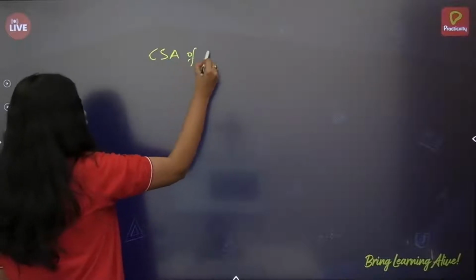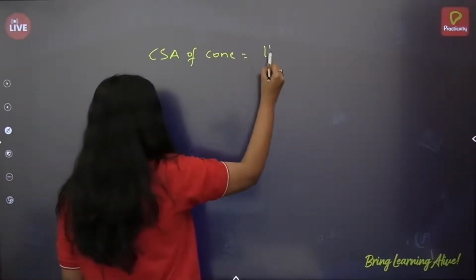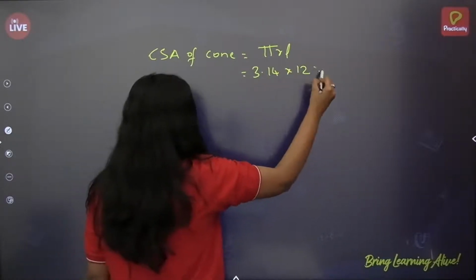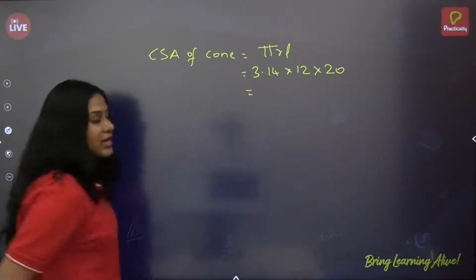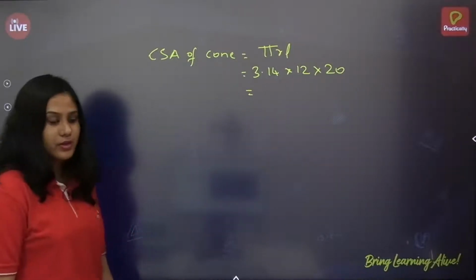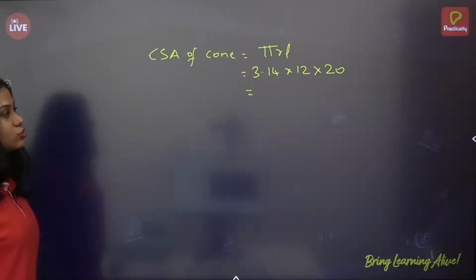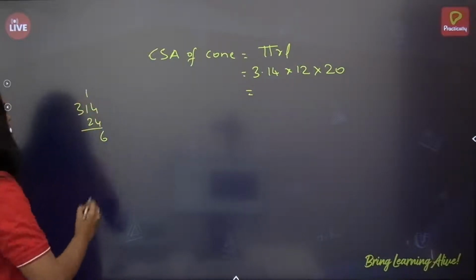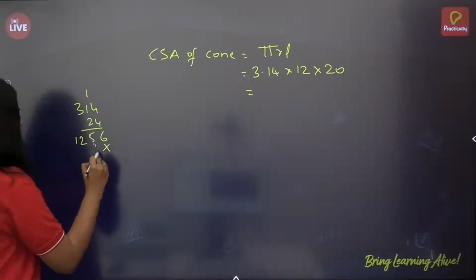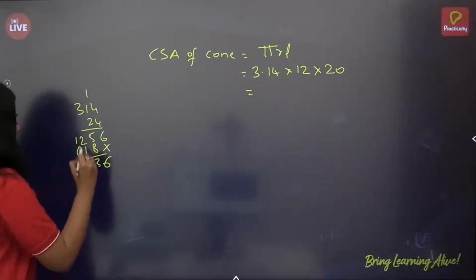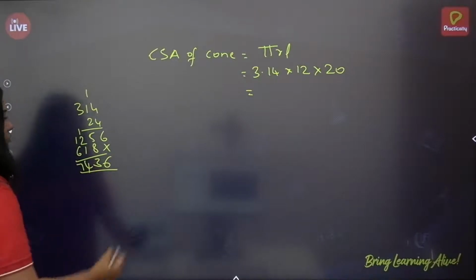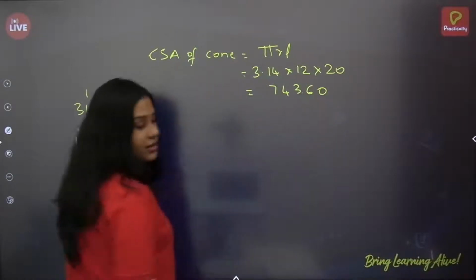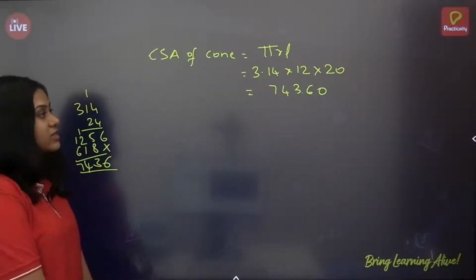CSA of cone is equal to pi r l. 3.14 into 12 into 20. So come on, tell me the answer. What did you get? 12 into 2 is 24. 314 into 24. 4 times 4 is 16, 4 3s are 12, 2 4s are 8, 2 3s are 6. 743.60. Correct?